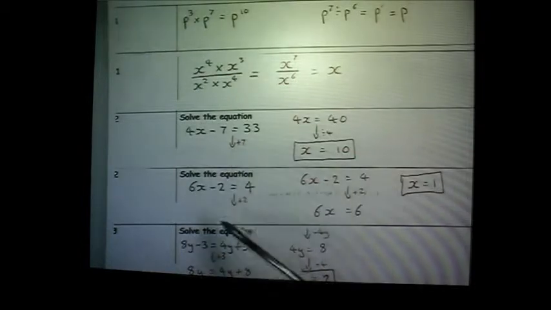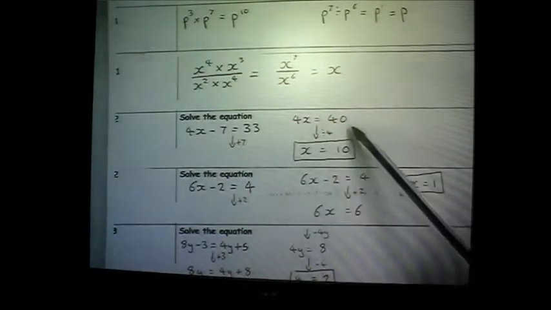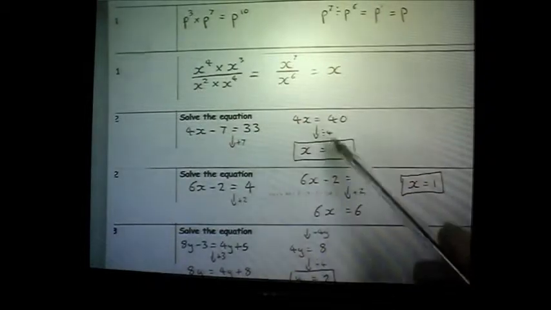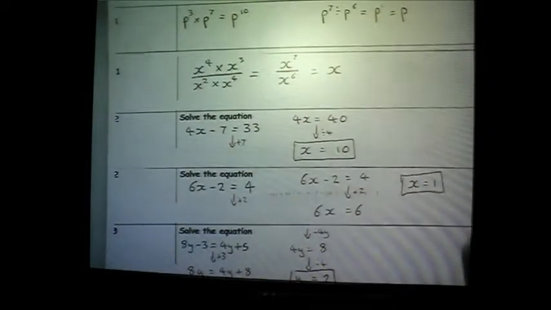But of course you've got to add it to both sides. So that leaves you with 4x equals 40. 4x means 4 times x. How do you undo a times by 4? You divide by 4. So it leaves you with x equals 10.